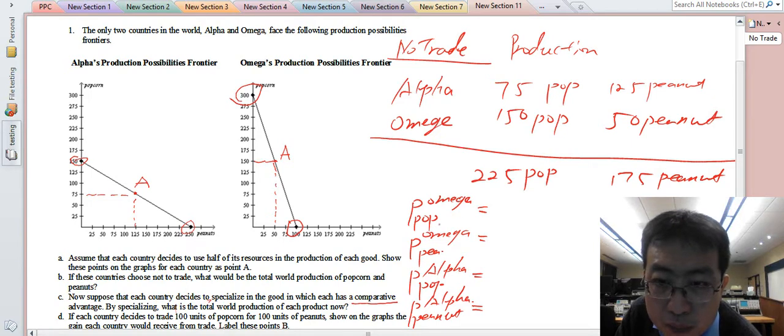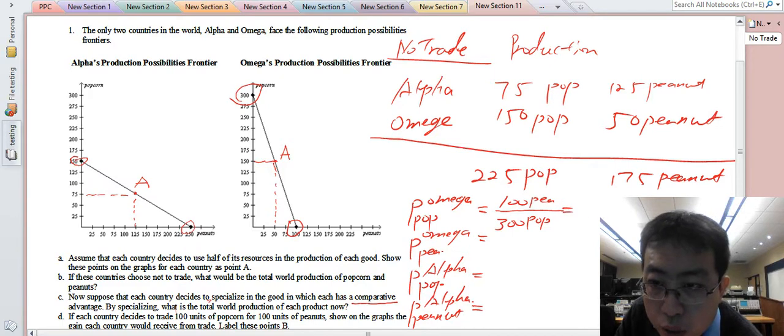When you're looking for the price of popcorn, you do the fraction over here. Whatever price you're looking for, you want to put that good at the bottom of the fraction. So looking for the price of popcorn, we're going to put the maximum production of popcorn for omega on the bottom, so that gives you 300 popcorn. And then on top, there's going to be the number of peanuts, to give you 100 peanuts.